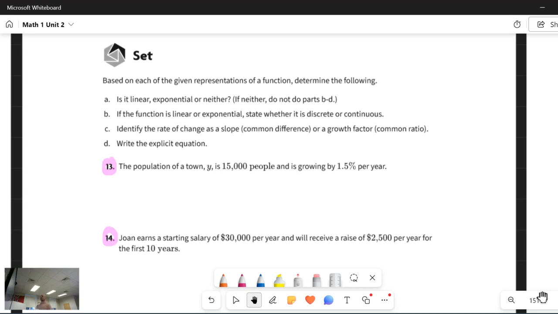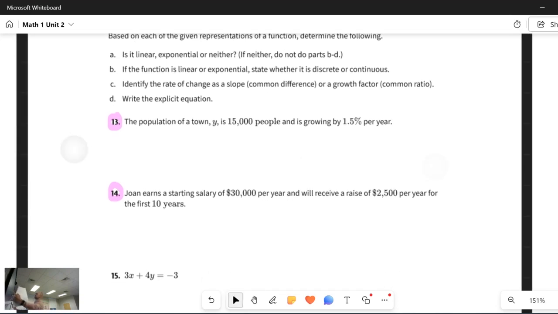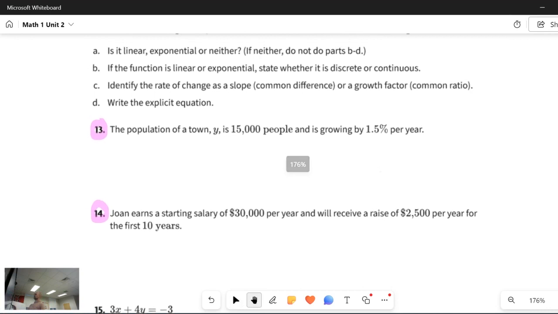Cool, we can do that. Identify the rate of change as a slope, the common difference, or the growth factor, the common ratio. The common difference will give us an arithmetic, that'll give us a linear equation, or if we're looking at the common ratio, that's going to be a geometric exponential. And then in part D, it wants us to write out the explicit equation, depending on which one we have. So I'm going to move this up here. I will zoom in and out, kind of bounce around.